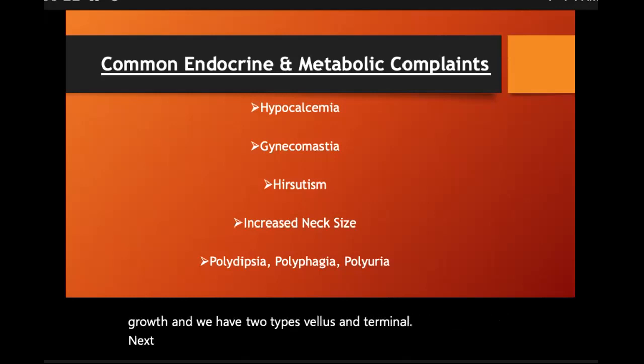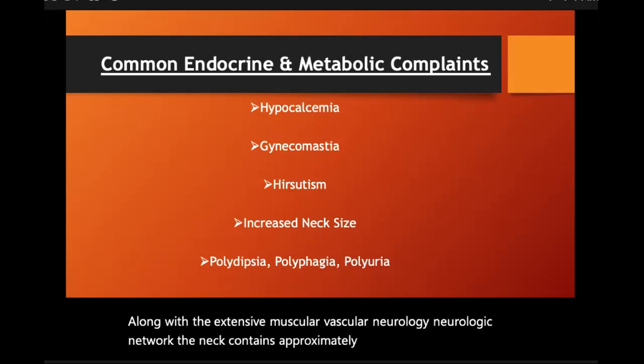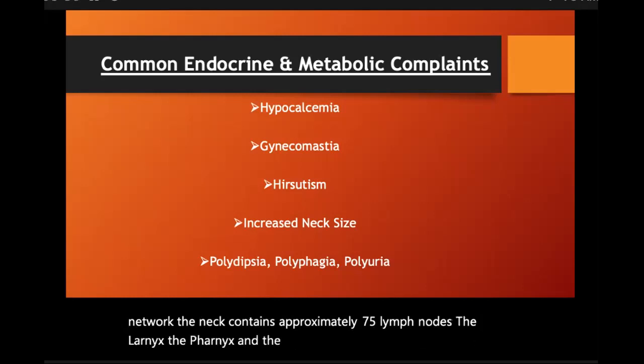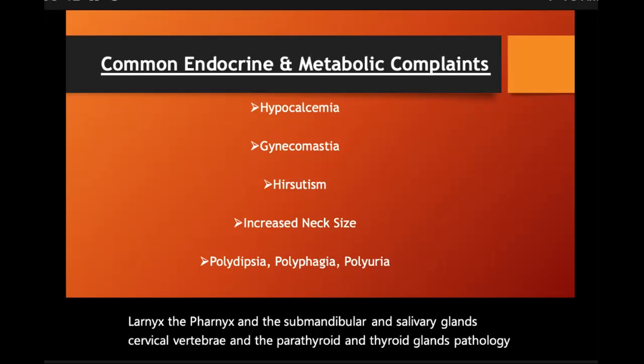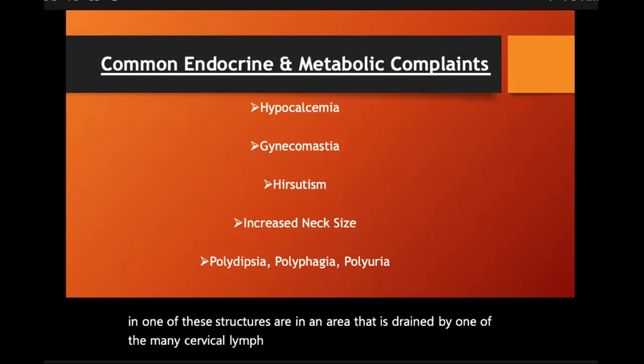Next, we'll get to our increased neck size. So along with the extensive muscular, vascular, and neurologic network, the neck contains approximately 75 lymph nodes, the trachea, the larynx, the pharynx, the submandibular and salivary glands, cervical vertebrae, and the parathyroid and thyroid glands. Pathology in one of these structures or in an area that is drained by one of the many cervical lymph node chains may increase the neck size. So when you hear about all those things in the neck, you realize why the potential for it to be bigger is there.